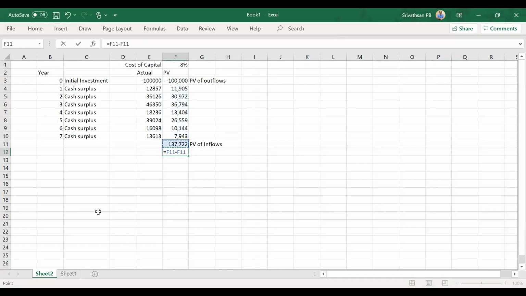So the net present value is 37,722. I invested 1 lakh, and after adjusting for my cost of capital at 8%, I got back 1,37,000 in today's terms, present value terms. So my net present value, which is present value of inflows minus present value of outflows, is 37,722.